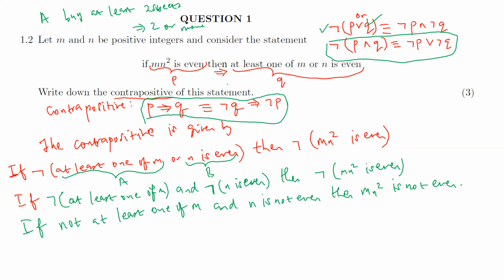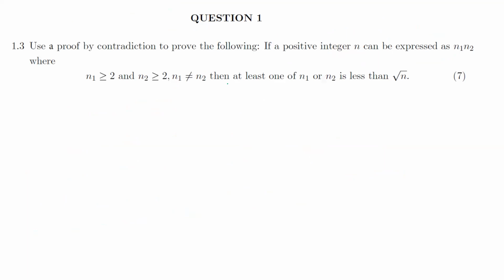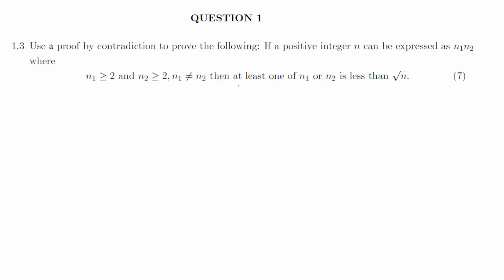Right, next question. Use a proof by contradiction to prove the following. Right, so first and foremost, we speak about a proof by contradiction, and it's something different from a proof by contraposition. I've spoken about the contraposition, and now we're going to speak about the proof by contradiction, and I'm going to give an example as well. Good, even 2 slides. So, right, let's look at the proof by contradiction.